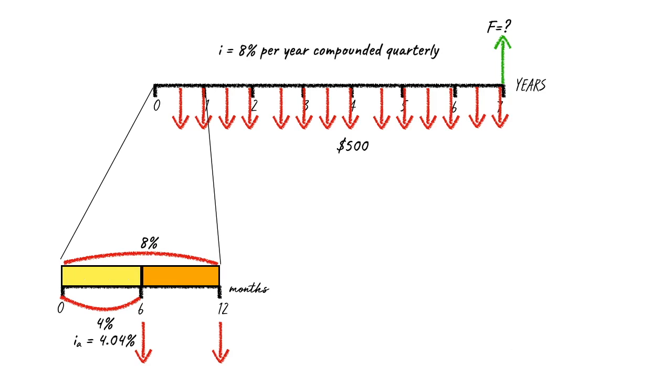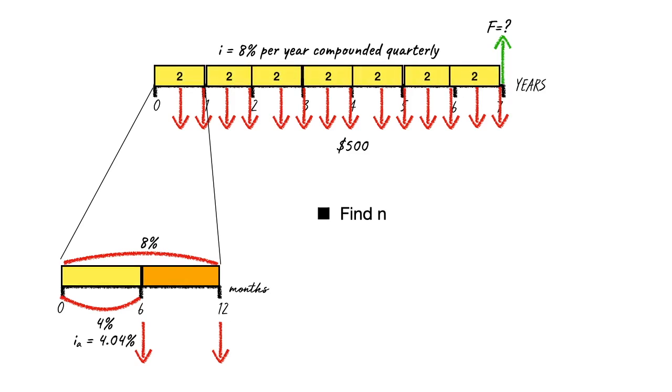Now the next step is we need to find N. We are calculating the payment period for every 6 months. If I represent that payment period with a block, then there would be 2 blocks for 1 year. The yellow and the orange block is for 1 year. So if we look at our yearly cash flow diagram, we can redraw it. The 2, 2, 2, 2, 2, 2, 2, 2 actually represent the payment periods. The total payment periods from year 0 up to year 7 is 2 multiplied by 7, so you get 14 payment periods.